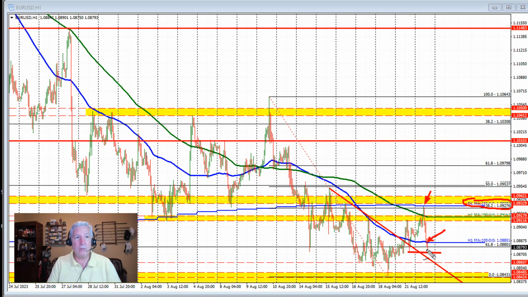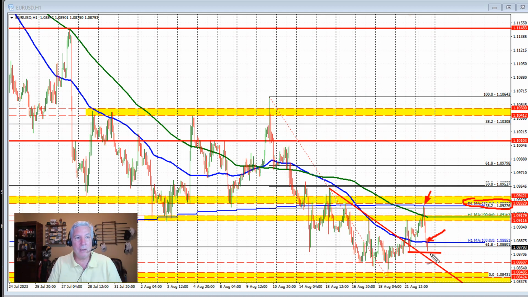And indeed, the sellers leaned against that area, keeping the sellers still in play. And they've showed that they could take this price further to the downside. So we'll be watching the 100-hour moving average, but we could also be in a repeat of yesterday. We see ups and downs, up and above and below that moving average. So be aware, be prepared.